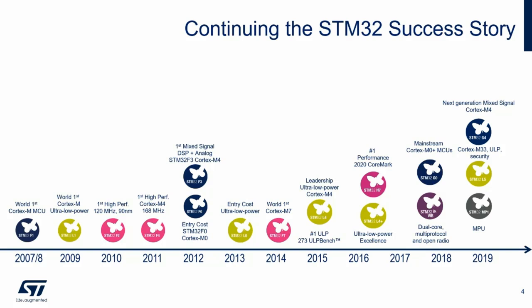STM32L5 belongs to the ultra-low power category. The first product of this kind was STM32L1, which was introduced in 2009. Later on, the ultra-low power category was extended with STM32L0, which happened in 2013. Another milestone was the introduction of STM32L4 and STM32L4+. They were created in 2015 and 2016, respectively. Finally, STM32L5 was introduced to the market in 2019. So what is important to identify on this picture is that STM32L5 is a continuity of successful families like L0, L1, L4 and L4+. And it takes huge benefit from the experience of STMicroelectronics in the ultra-low power field.